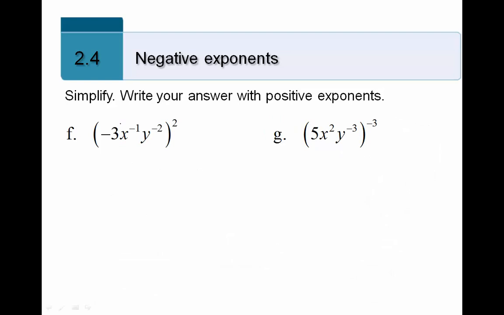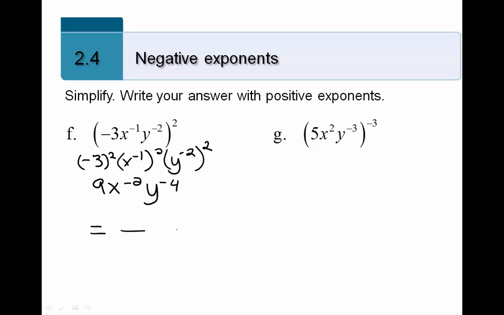All right, so everything inside these parentheses in f has to be raised to the second power. And we're using our power rule for exponents. So recall, when we have a power raised to a power, we're going to multiply our exponents. So we're going to have negative 3 raised to the second, x to the negative 1 raised to the second, and y to the negative 2 raised to the second. So negative 3 raised to the second power is positive 9. We're going to have 9, x to the negative 1 times 2 is negative 2, y to the negative 2 times 2 is negative 4.